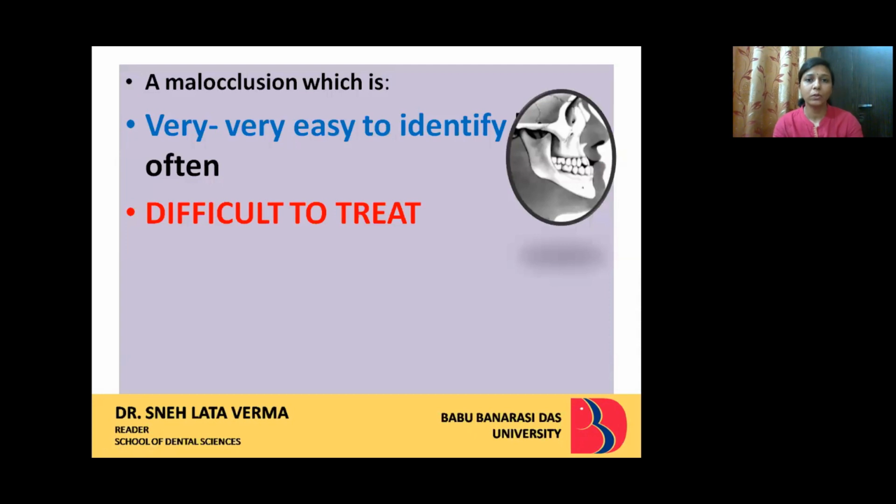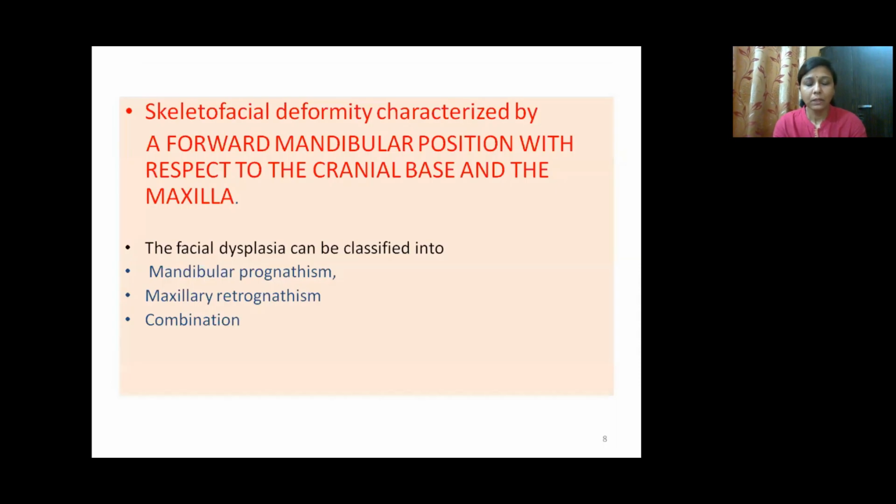Hence, we can say it is a malocclusion which is very easy to identify because of its extraoral features, but often difficult to treat, and it requires specific skill and enthusiasm of the operator to correct the malocclusion. So this is a skeletofacial deformity which is characterized by a forward mandibular position with respect to the cranial base and the maxilla. And the facial dysplasia can represent itself in three ways, that may be due to mandibular prognathism, due to maxillary retrognathism, or the combination of these two.